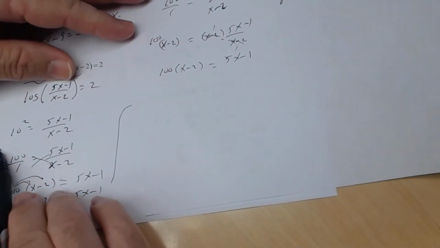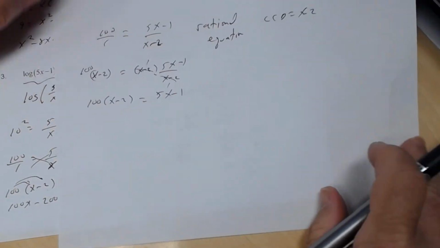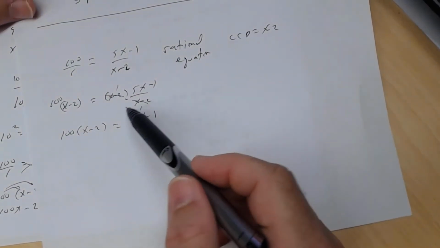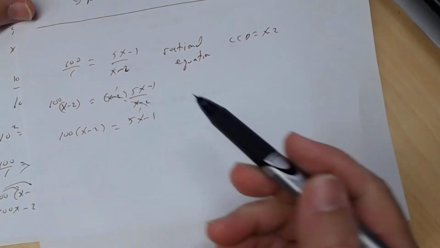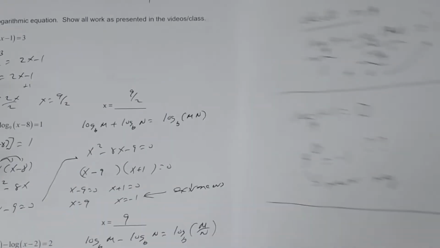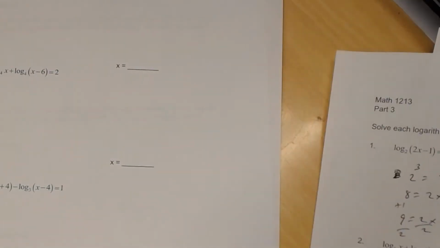So if you didn't remember anything about this being a proportion and cross multiplying, then you could use what you've learned in this course and the previous course in terms of solving rational equations. You multiply both sides by the LCD, and then you just continue. All right? Okay. So then we go to number 4 rather.